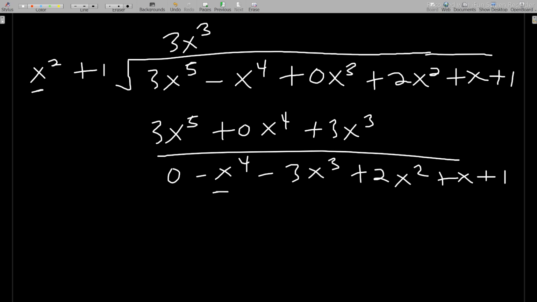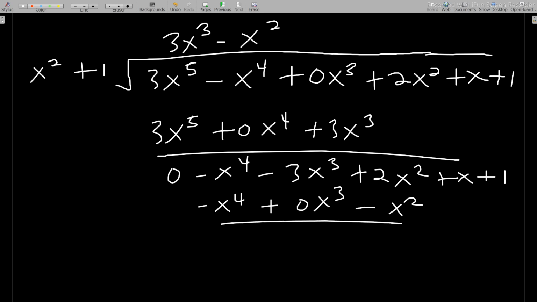Then you ask yourself, how many times will this go into this? So s squared will go into minus s to the power 4 how many times? Minus s squared. Multiply through it, I get this. If you remember, I believe by now you know how to do polynomial division. So plus 0s cubed, then minus s squared. Okay, so I subtract everything like that. When I subtract, I'll have 0, then minus 3s cubed, then plus 3s squared, plus s plus 1.